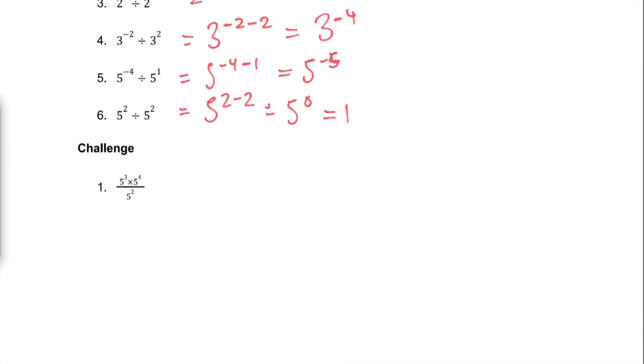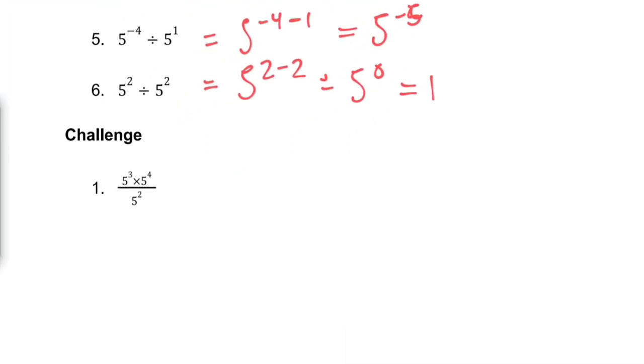Okay, and then finally we've got this little challenge. So read through this, have a go, and we'll go through the solution now. So 5 to the power of 3 times 5 to the power of 4, all divided by 5 squared. So whenever you've got a more complex problem like this, you want to take it stage by stage. So what part do we know what to do? So we know how to do the top part.